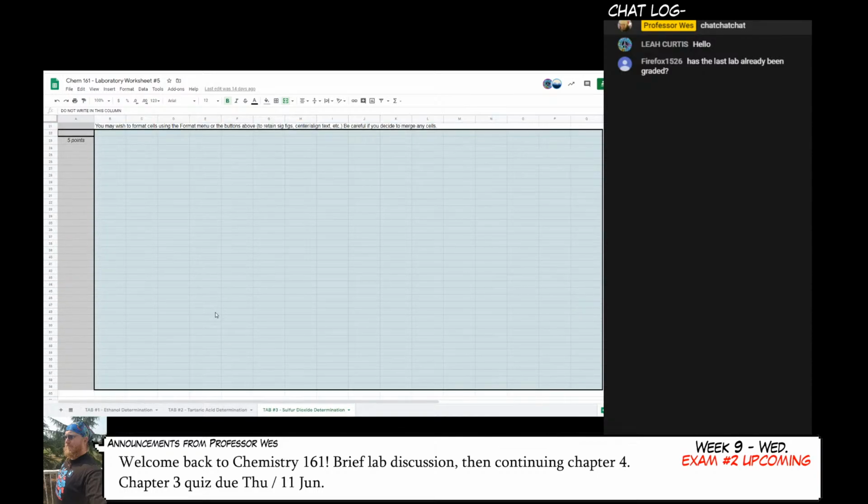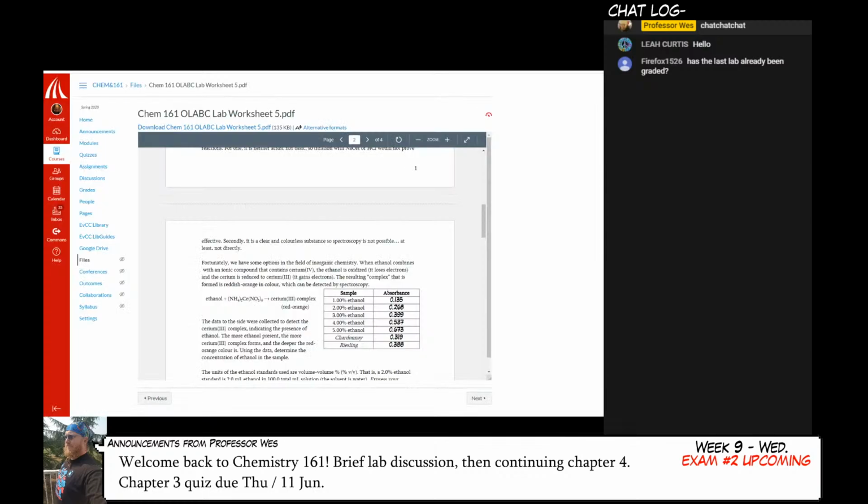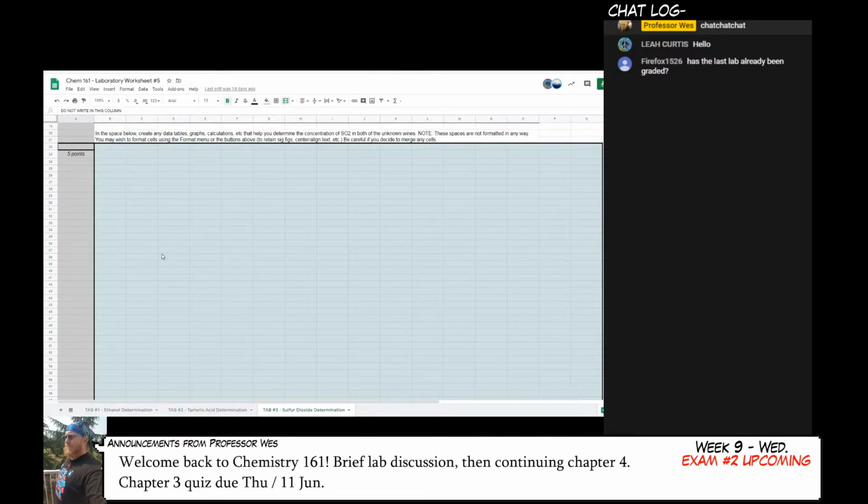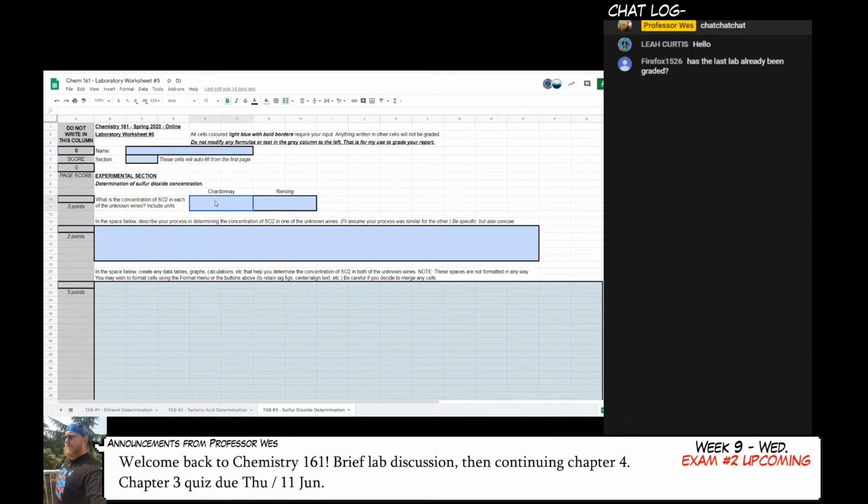Down here, I have a giant table, which is just totally blank. This week, you get to make your own table. So you're going to need to incorporate the data from the data tables in here somehow. You're going to need to label everything and tell me what you're doing, and then provide the answer up at the top in these boxes. And then finally, tell me what you did using 3 or 4 sentences.